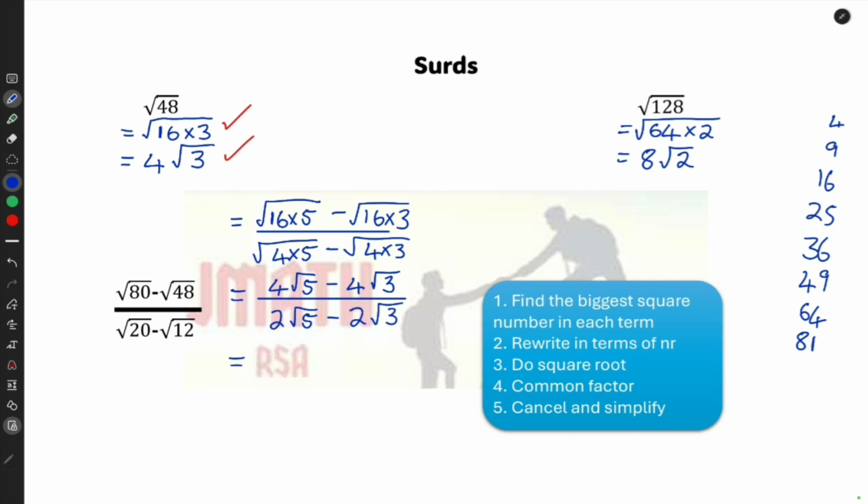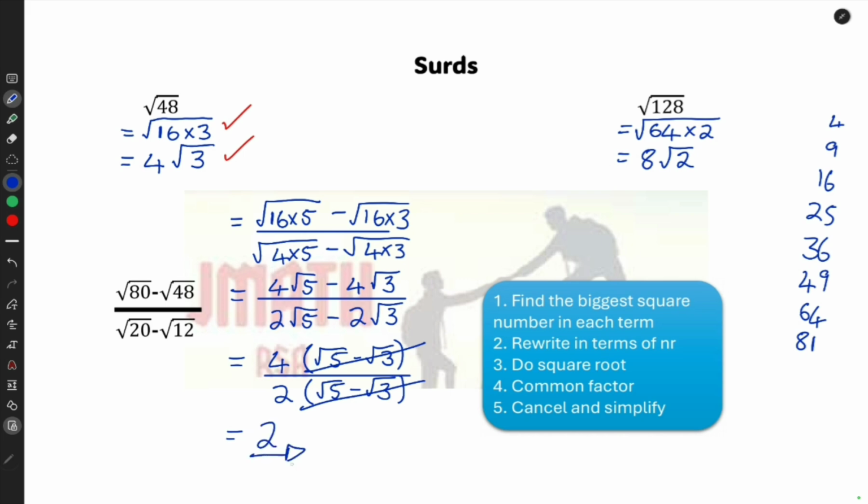Now, like I said, you are going to take out a common factor. So at the top, the common factor is the 4, and what is left there is root 5 minus root 3. At the bottom, the common factor is the 2, and what's left is root 5 minus root 3. Now you will see the brackets are actually identical, so they can cancel out. And 4 divided by 2 is just 2, and that is the answer to the sum.